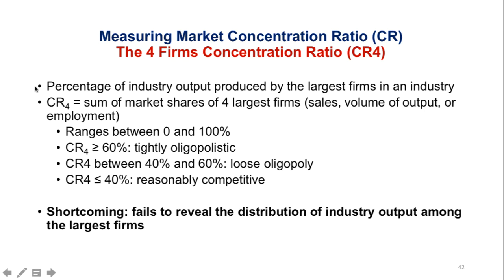Now, how can we quantitatively measure market concentration? The first way to measure it is the four-firm concentration ratio, which we call CR4. It is the percentage of industry output produced by the largest firms in an industry. You take the sum of the market shares of the four largest firms in terms of sales, volume of output, or employment.